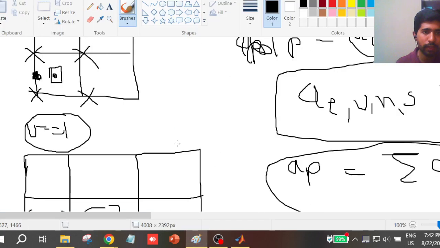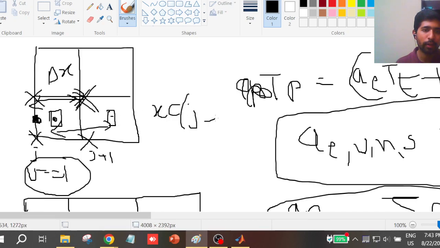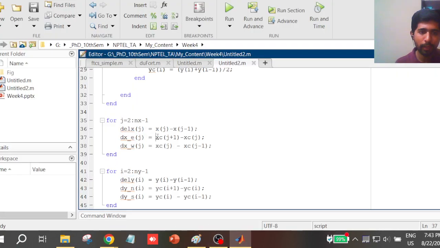So as you can see, this del x will be the width of this control volume, right? So it will be nothing but x of j plus 1, corner x of j plus 1 minus x of j. Okay, that will be delta x. But if you see dx, say at the east face, it will be xc of j plus 1, right? You are taking the distance between two centroids, that I am denoting by dx. So dxe will be between centroids, so xc of j plus 1 and j.